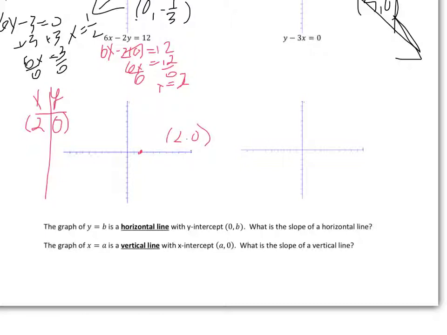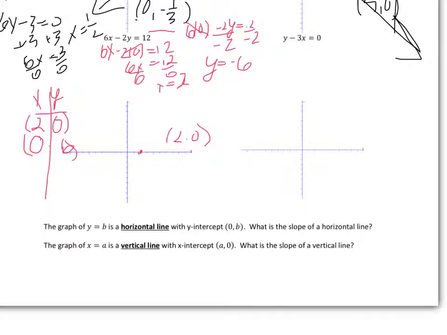Now we want to find the y-intercept, so we're plugging 0 in for x. So right from up there we have 6 times 0 minus 2y equals 12. 6 times 0 is 0, so negative 2y equals 12, divided by negative 2. And we get y equals negative 6. So when x equals 0, y equals negative 6.